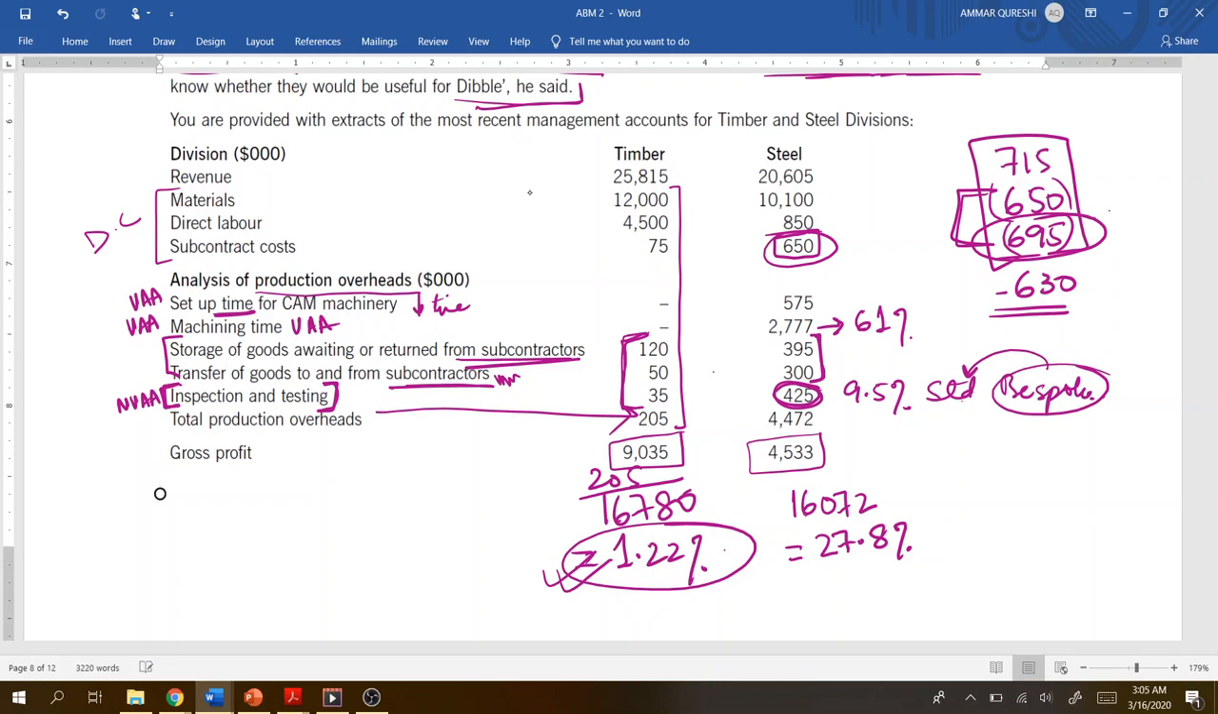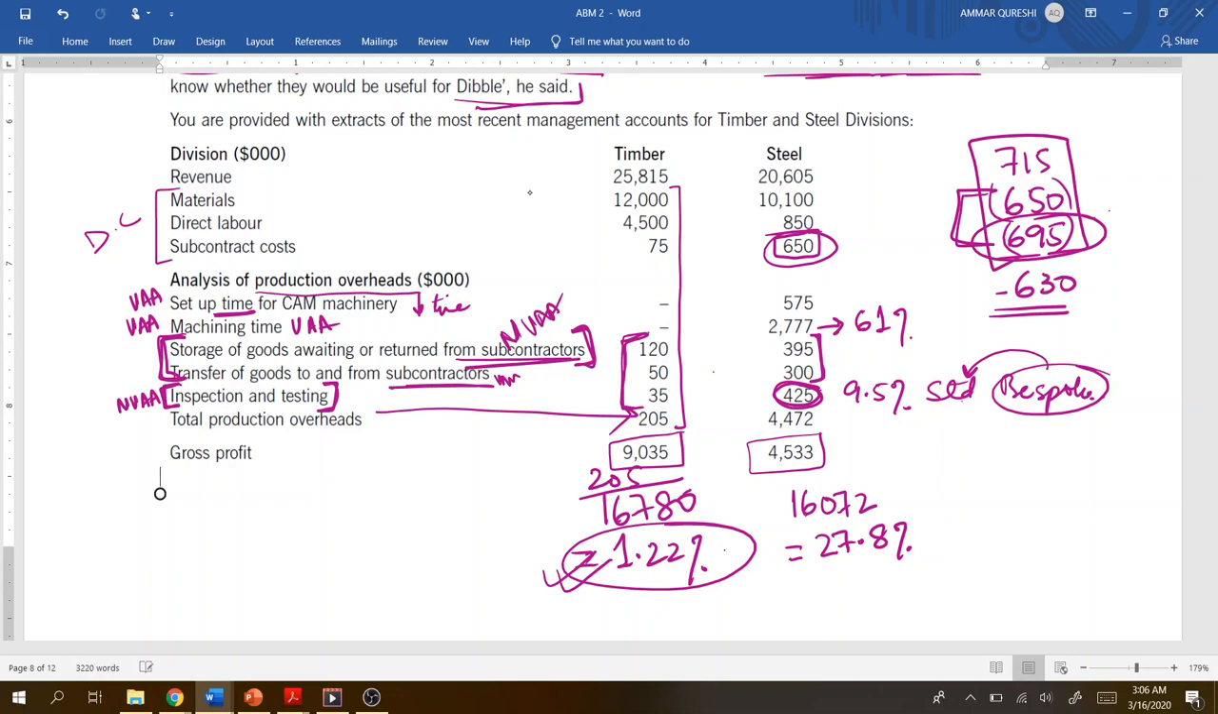Storage cost is very high. So this is also a non-value-added activity. So we have to try to minimize this storage of goods awaiting or return from subcontractor cost. The company can try to reduce this by improving its value chain analysis: what the minimum storage requirement is, or how many units it actually needs to keep in the store department, or how quickly it can deliver to the customer. We need to reduce this cost by reducing the cycle time of the activity, right? So these two can be seen as non-value-added activities, and this should be minimized, right?